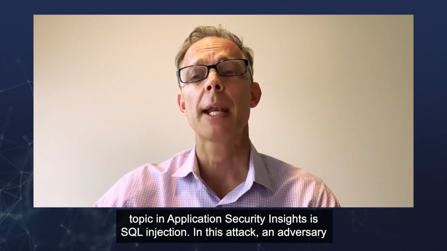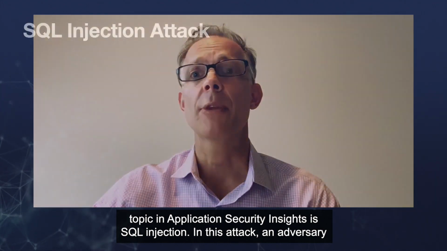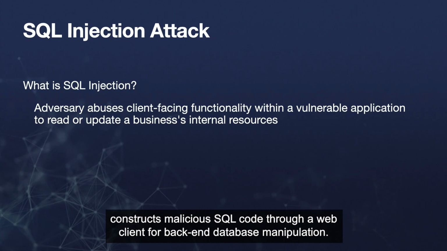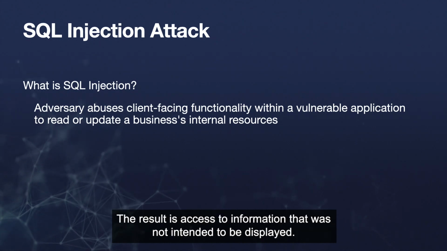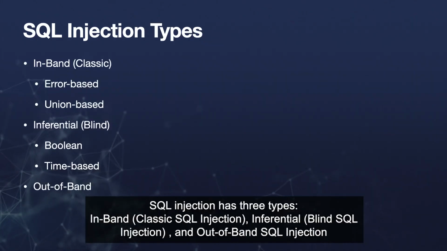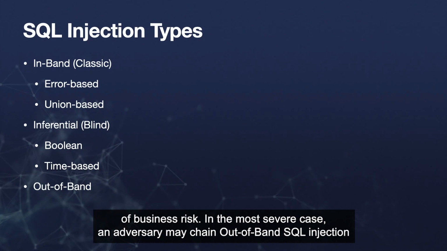Today's topic in Application Security Insights is SQL Injection. In this attack, an adversary constructs malicious SQL code through a web client for backend database manipulation. The result is access to information that was not intended to be displayed. SQL injection has three types: in-band, inferential, and out-of-band. Naturally, there are variations on these types, and each represent different levels of business risk.